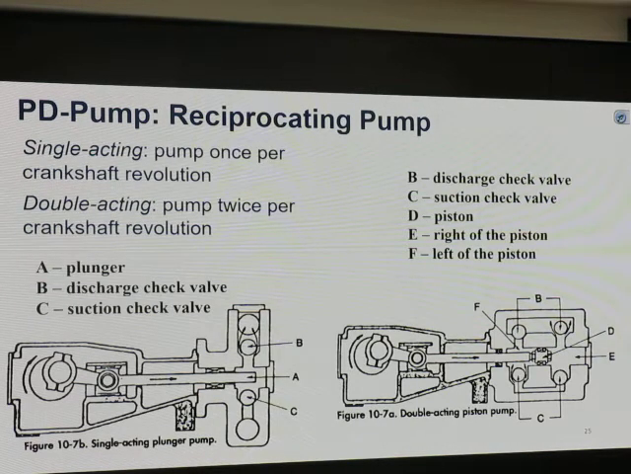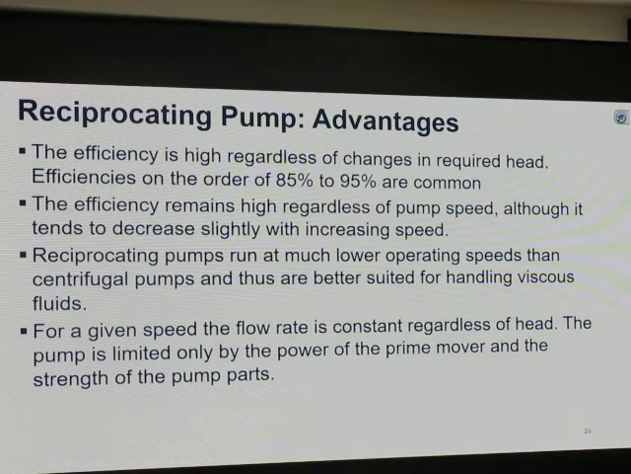Alright. PD pump, this is an internal pipe. We have a discharge valve check and a suction valve check. So this is already part of the pump. We have the ball that goes up and down. Reciprocating pump advantage is that it is more efficient. Efficiency remains high regardless of the pump speed, although it tends to decrease slightly with increasing speed.